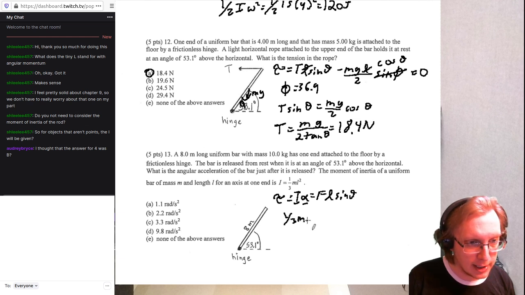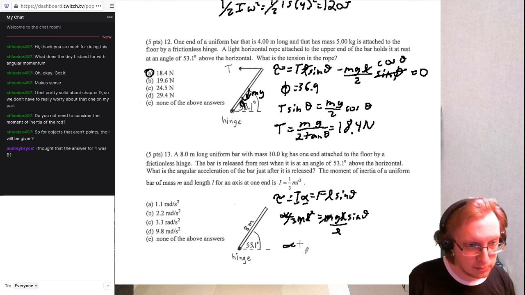So I, 1/3 ml squared, is equal to the force of gravity, mg, L, sine theta. And we need the alpha over here. There we go. The m's cancel each other. We don't care what the m is. Move the L squared to the other side, so this becomes 1/L. And then multiply that 3 to the other side.